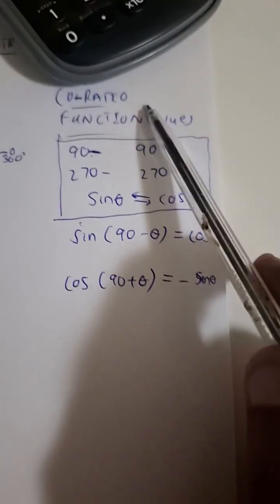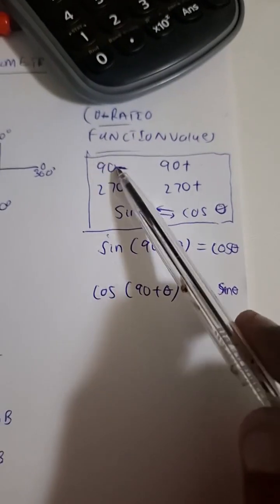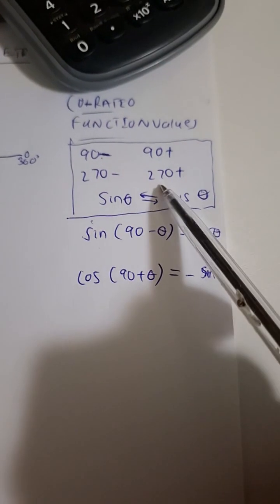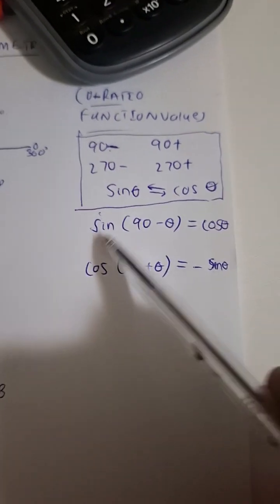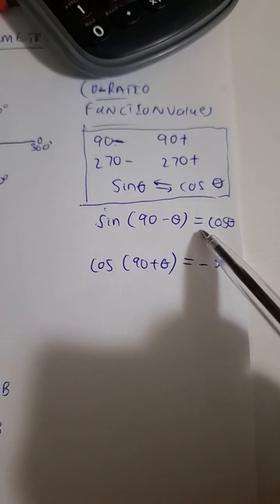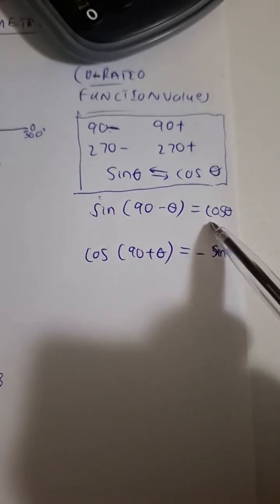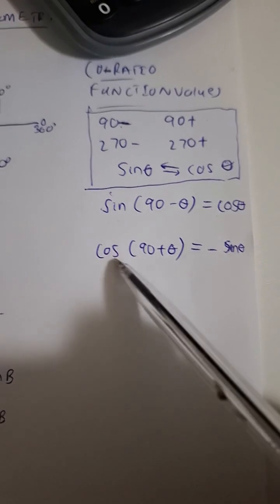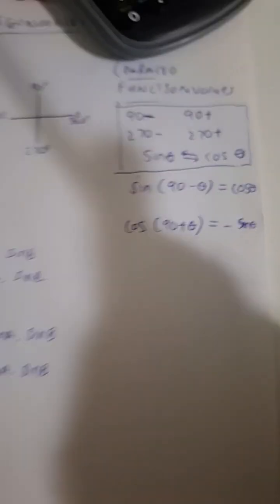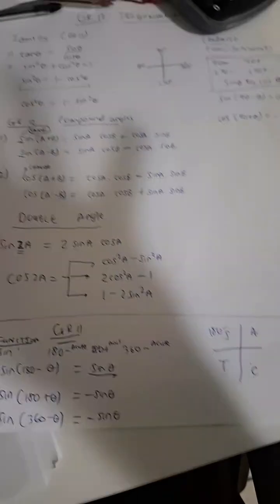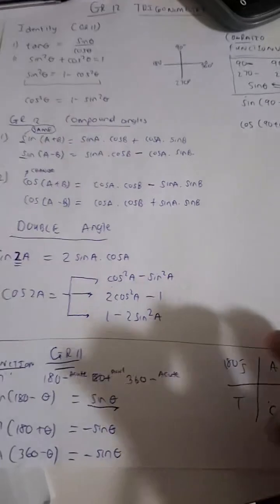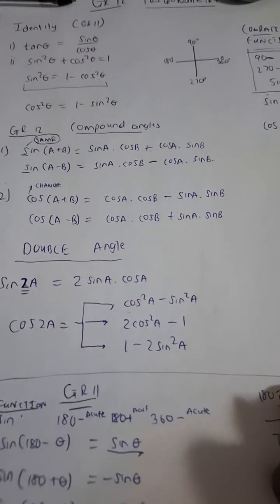And then lastly, you need to know your co-function values. Remember, your co-function values are 90 minus, 90 plus, 270 minus, or 270 plus, and that's where the trig ratio will change from sine to cos. If you were given sine, the sine will change to cos, and if you were given cos, the cos will change to sine. Okay, so these are all the tools you need when you are doing any problem.